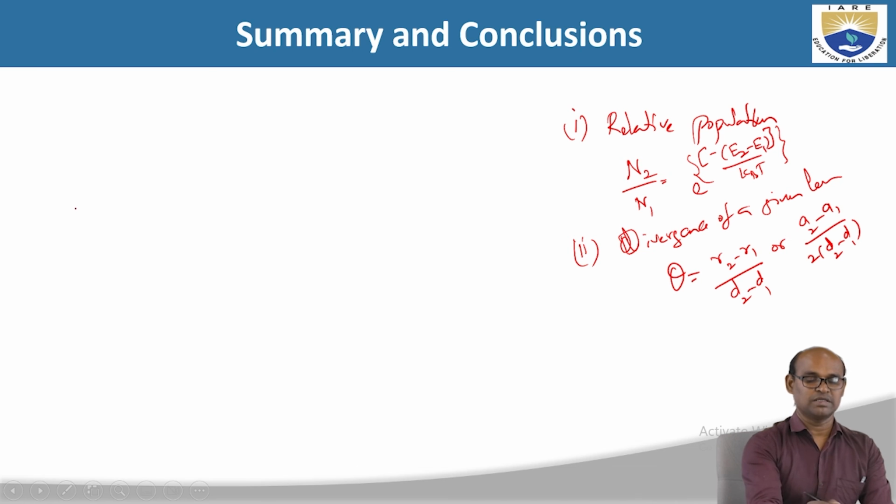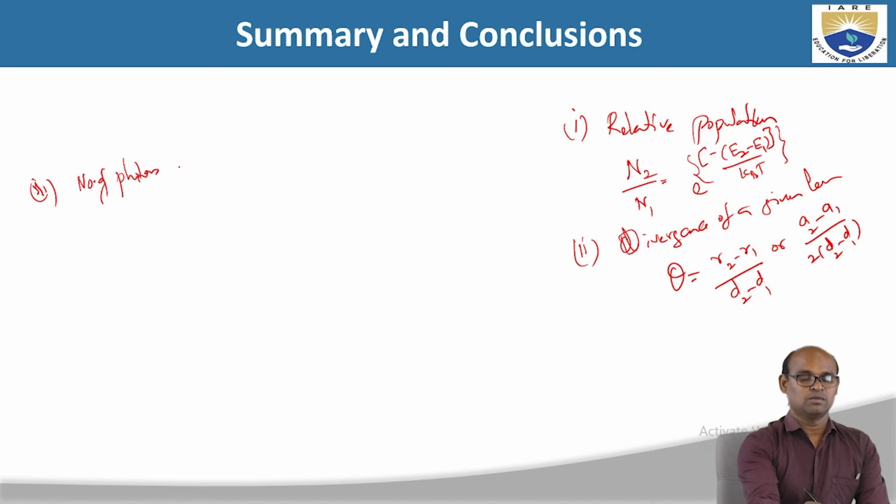The third problem which we have calculated is the number of photons emitted in a given laser with some output power. For this we need to know the output power PO divided by the energy of each photon.